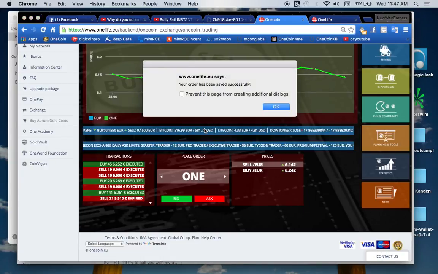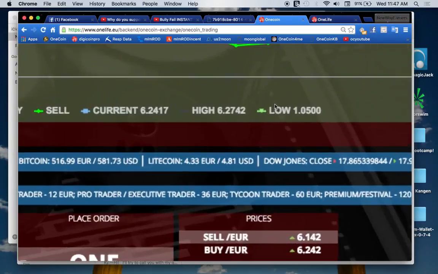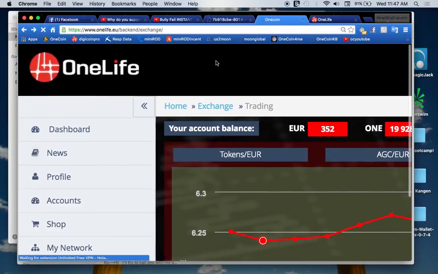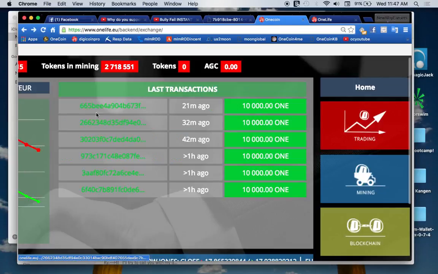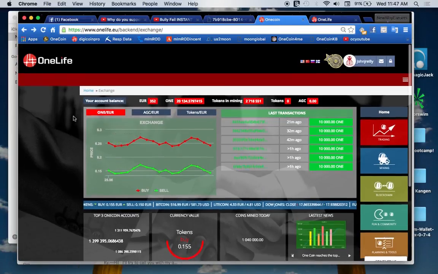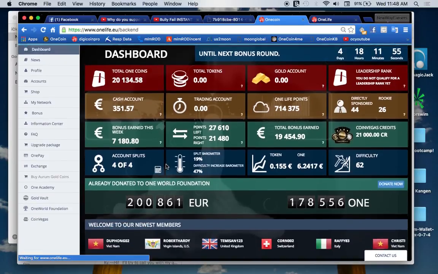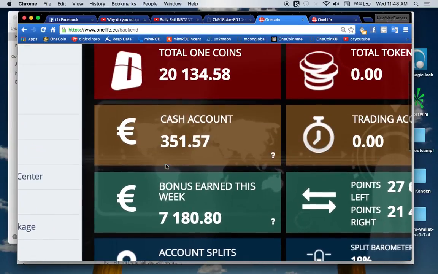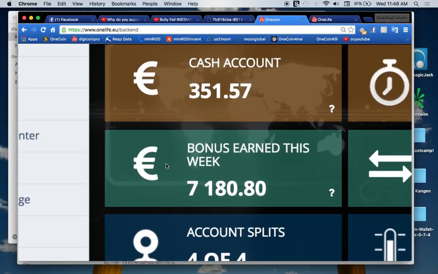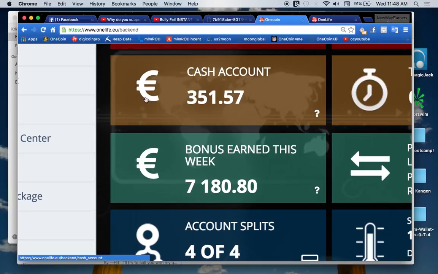It's just telling me about CoinSafe. There we go. Your order was saved successfully. So now when I go back to my dashboard here, sorry about that, I go back to my dashboard. You're going to see that in my cash account, once that sell is executed, this number will go up by whatever that amount was, 115 euros.